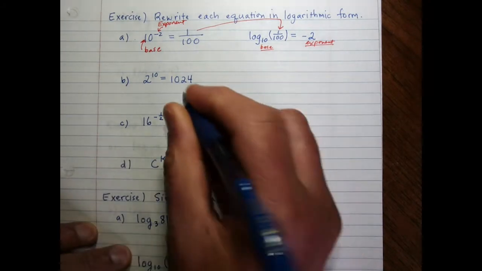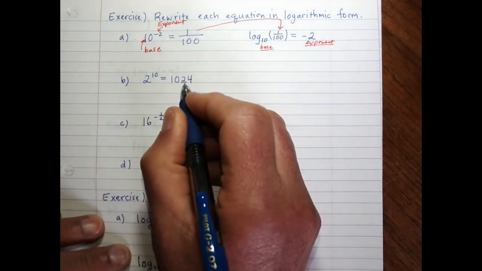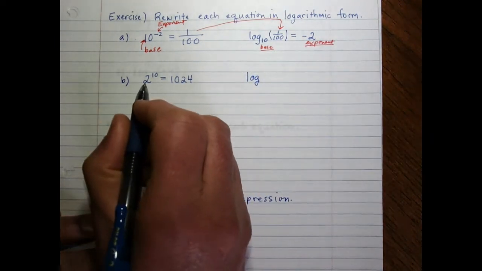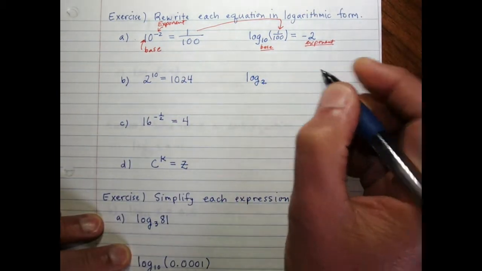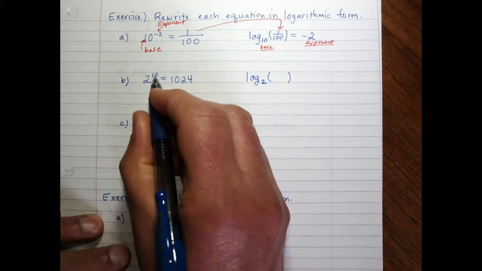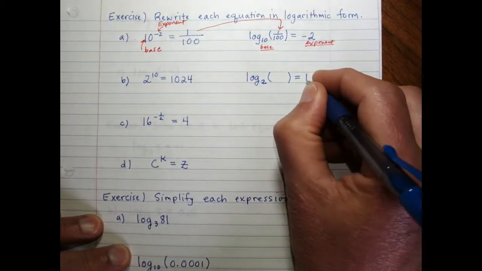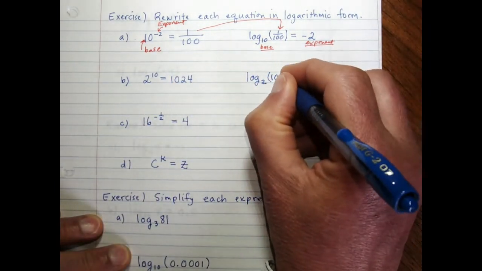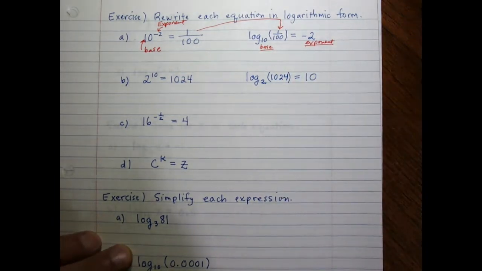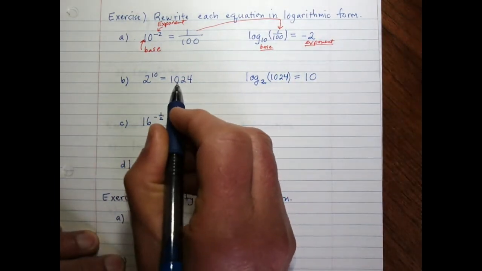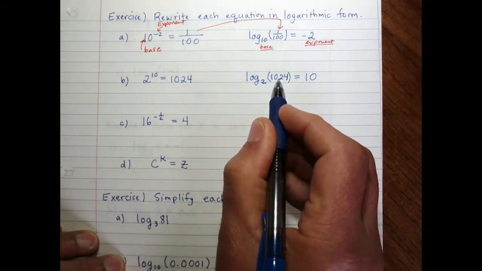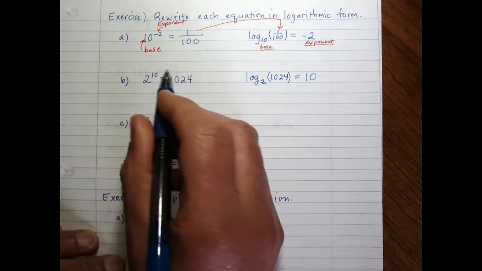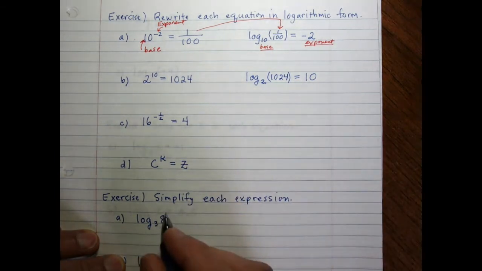Okay, let's try another one of these. 2 to the 10th equals 1024. So it's log, what's my base here? My base on the exponent is 2, log base 2 of a number, and 10 goes all by itself on the other side of the equal sign. Log base 2 of 1024 goes inside. So here the number on one side of the equal sign goes inside the parentheses. The exponent on the base in the exponential form always goes by itself on one side of the equal sign.